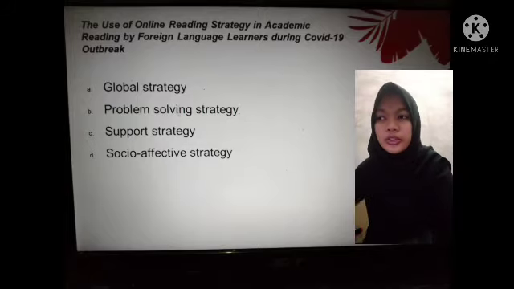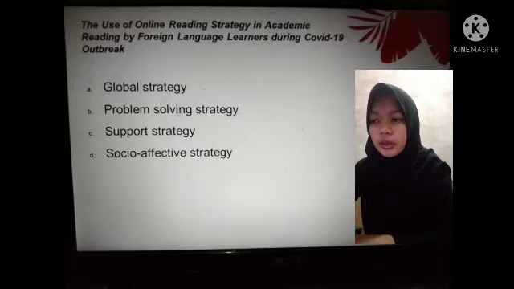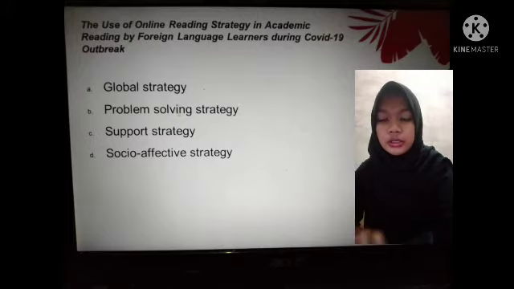Okay, next is about the use of online reading strategy in academic reading by foreign language learners during the COVID-19 outbreak. So A is global strategy. The implementation of the global strategy in online activities was at a medium level. The learners use 18 categories of the global strategy of the online reading strategy. The category "think about what makes understanding a critical reading activity" was used more than other categories by the learners.